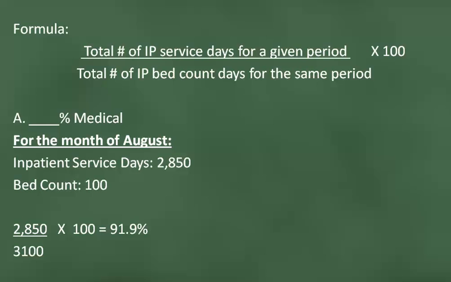We can do that by multiplying our bed count times 31, because there are 31 days in August. That gives us 3,100, and then we do our math of dividing 2,850 by 3,100 and then multiplying by 100, since we're calculating an inpatient hospital rate, and we get an answer of 91.9%.